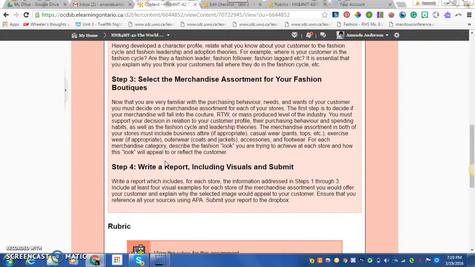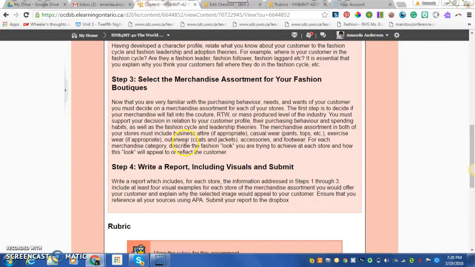Once you've figured out who would be shopping at your store, you get to figure out what you would be selling. So are you selling couture? Are you selling ready-to-wear? Are you selling mass-produced? You can do different things at each store. That's why you're making 2 stores. So feel free to do ready-to-wear at one and mass-produced in the other if you want, or you can keep them the same, whatever works for you. Just make sure that you are able to support your decision based on the cohort that you chose. So you can't just say, I chose 2 of the exact same stores because I don't want to think about what the other cohort would like. That's not going to work very well.